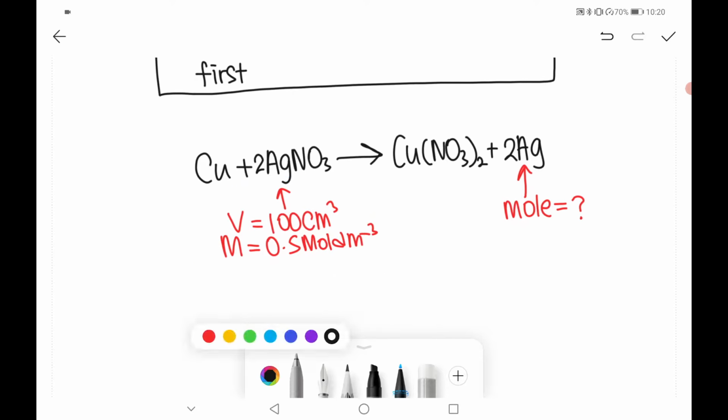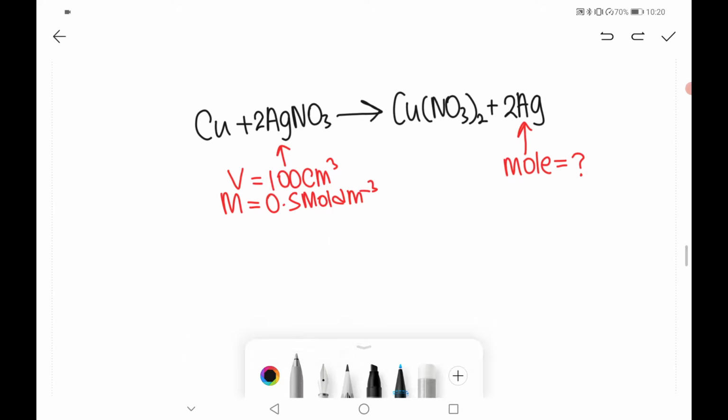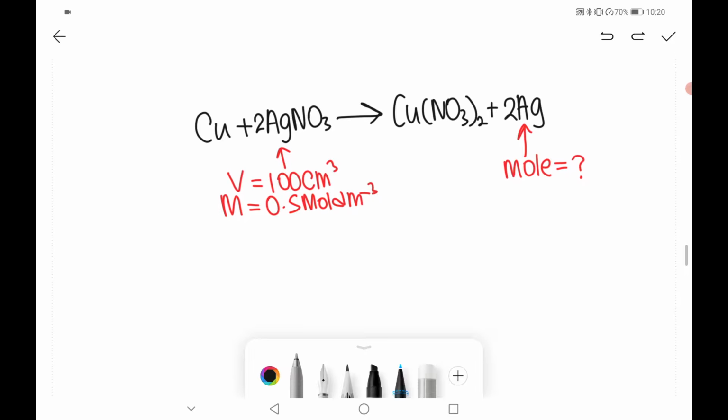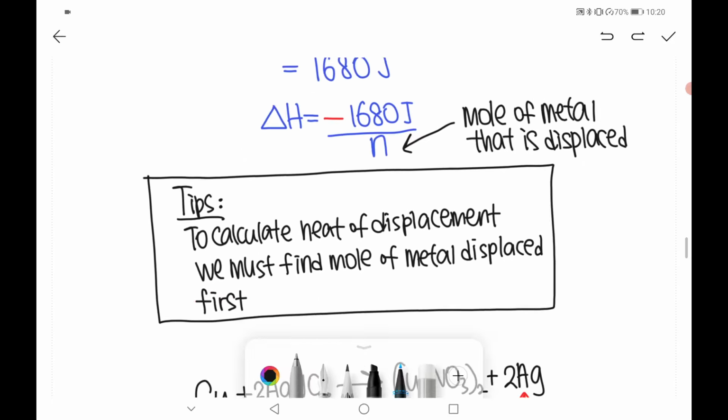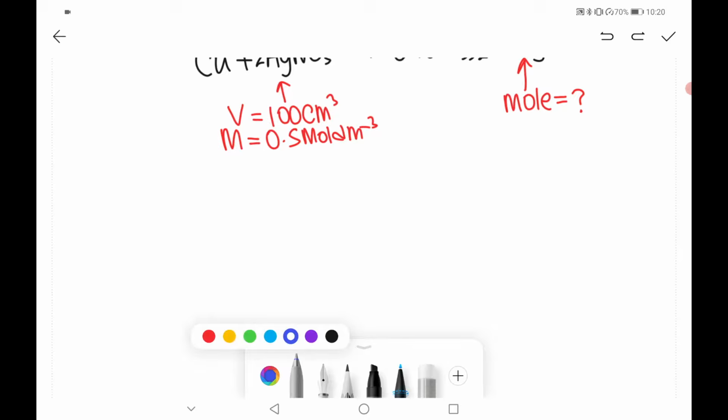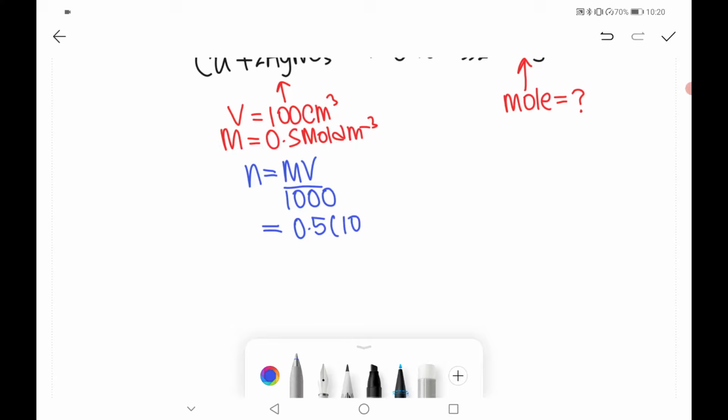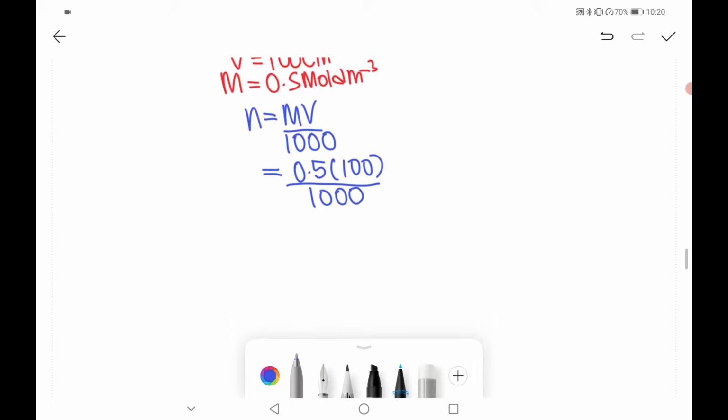Okay, so silver nitrate is a solution. For a solution, to find the mole, we use n equals MV over 1000. This is the formula for us to find the mole of a solution. The concentration is 0.5, the volume is 100, divided by 1000. By doing this calculation, we get 0.05 mole.